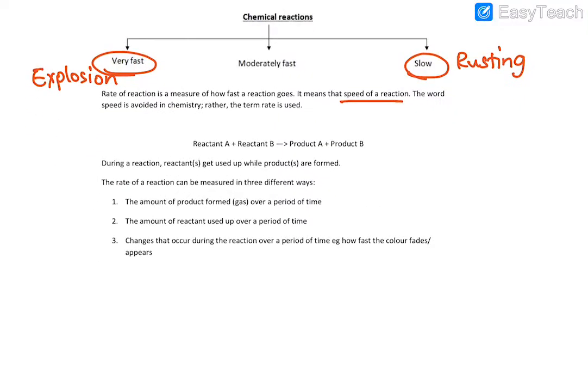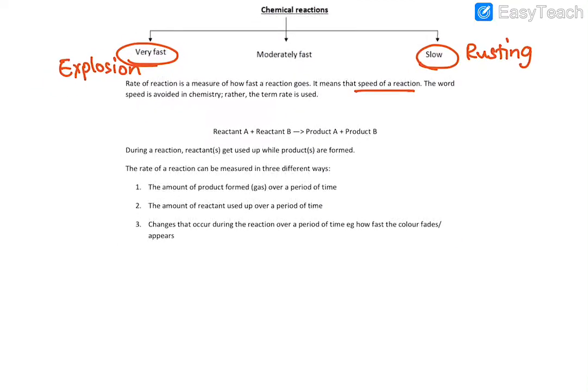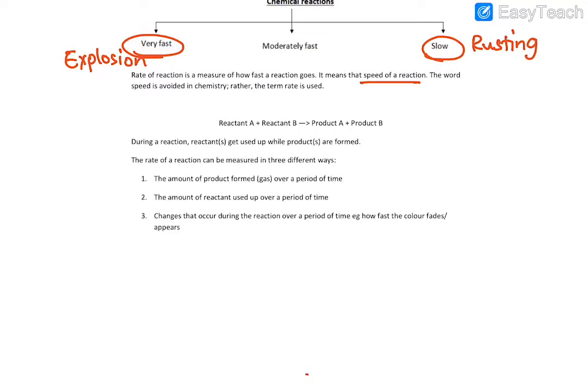Now, there's different ways that we can measure the rate of a reaction. We can look at how much product is formed in a given amount of time, or how much reactant is being used up in a given amount of time, or how fast a color is changing, or how fast any kind of change is happening in that reaction. So color fading or color appearing.